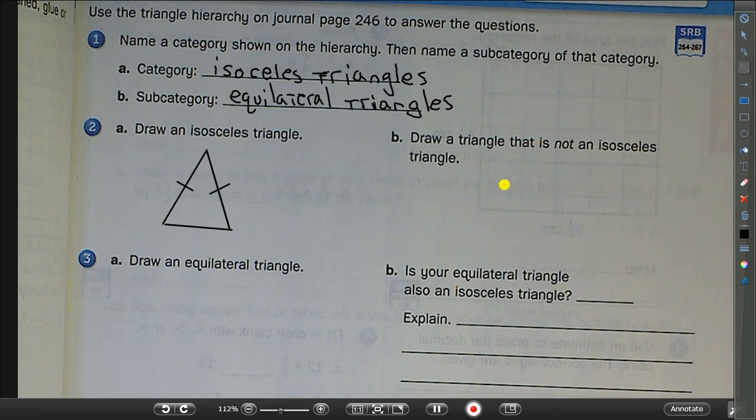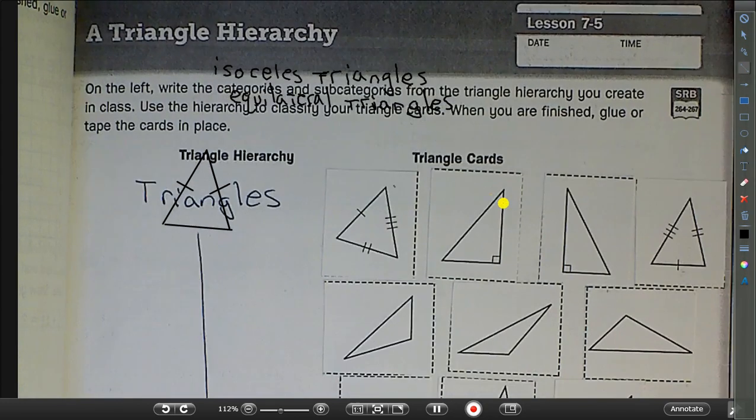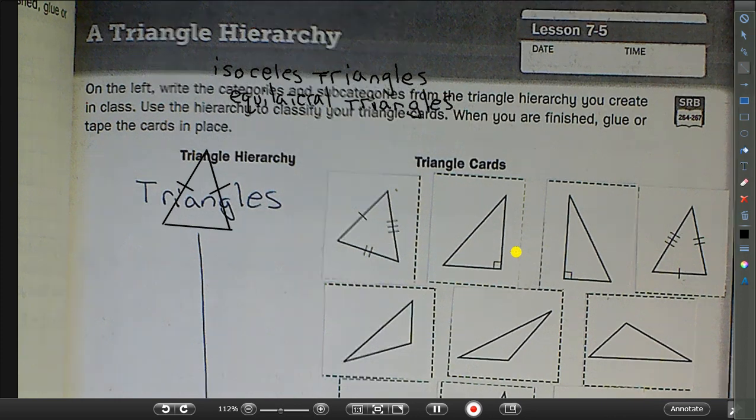Part B, draw a triangle that is not an isosceles triangle. So again, I can't draw any of the 3 that were isosceles. I can't draw any of the 3 that filtered down to equilateral triangles because those are a subcategory of isosceles. I have to draw one of the triangles from up above at the top of the page. So I'm just going to draw this one right here. That way, if my drawing's not so good, the markings will clearly show that none of the 3 sides are equal, but really any of the ones that are up here would work.